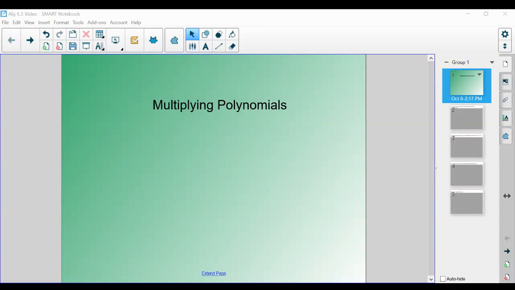All right, and welcome back. So today we are going to be talking about multiplying polynomials. So far we've talked about how to add and subtract them, but now we're going to be talking about how to multiply polynomials. So without further ado, let's have out our guided notes and let's begin.